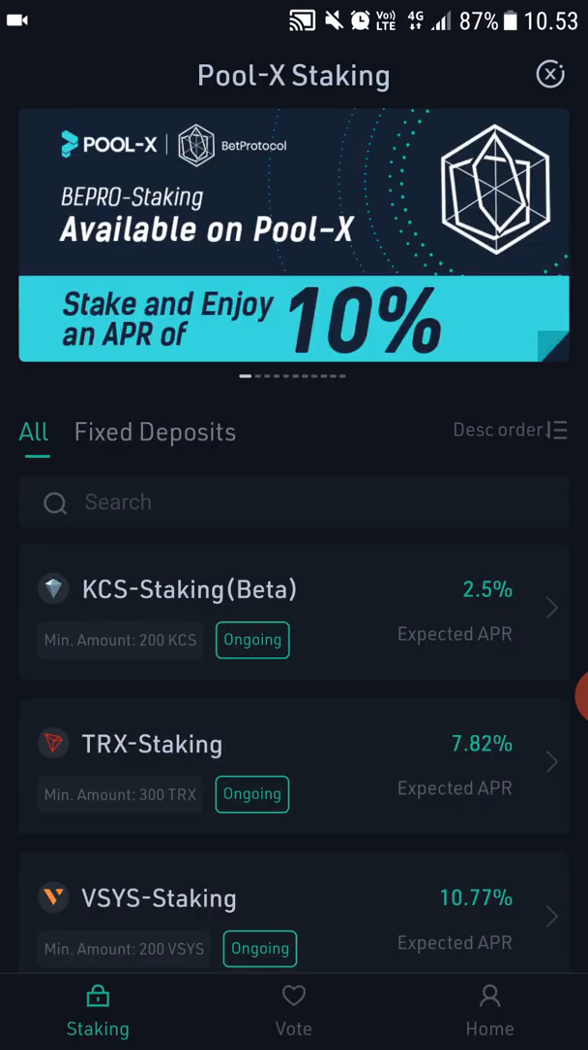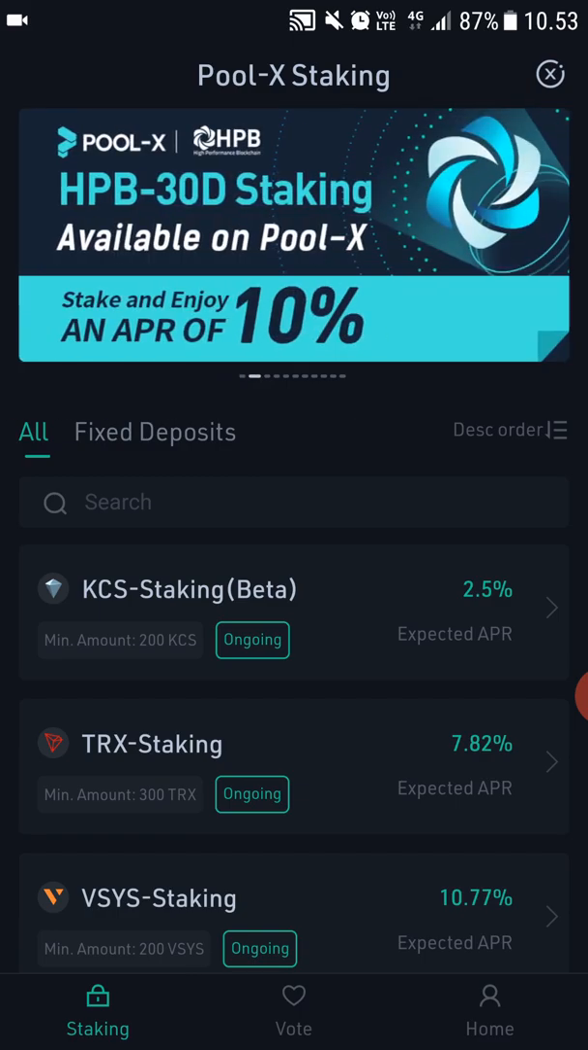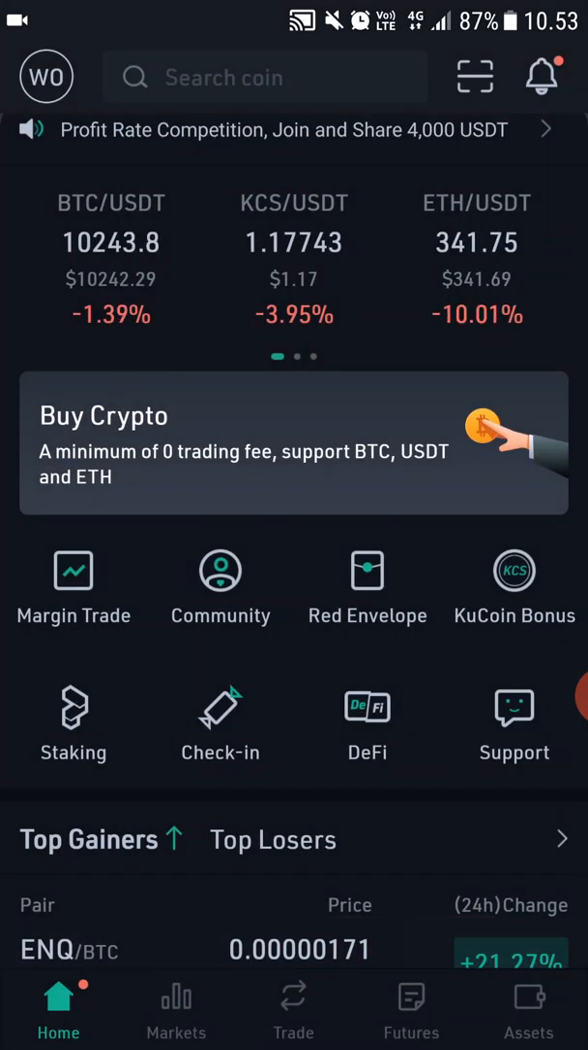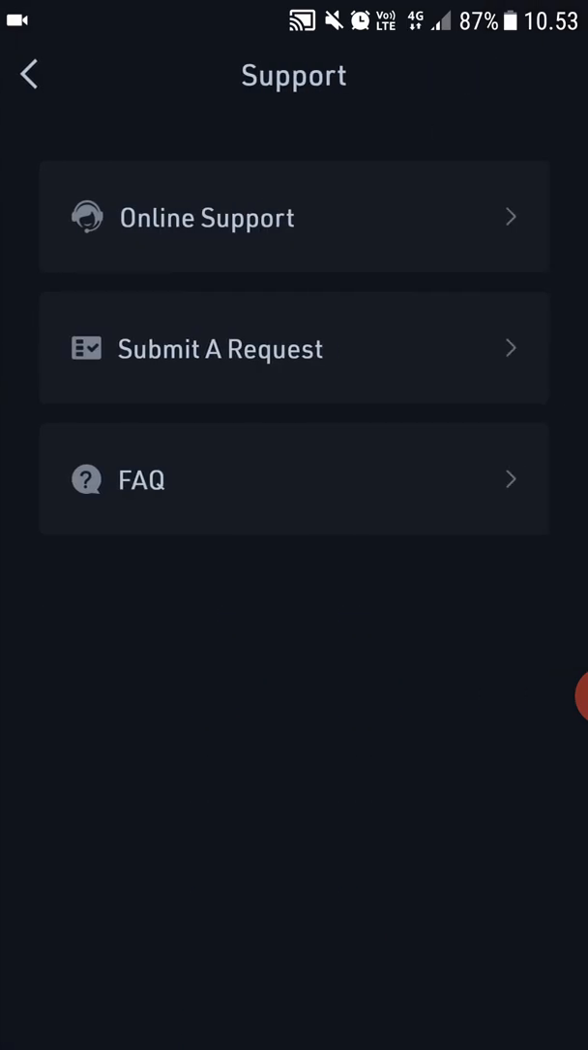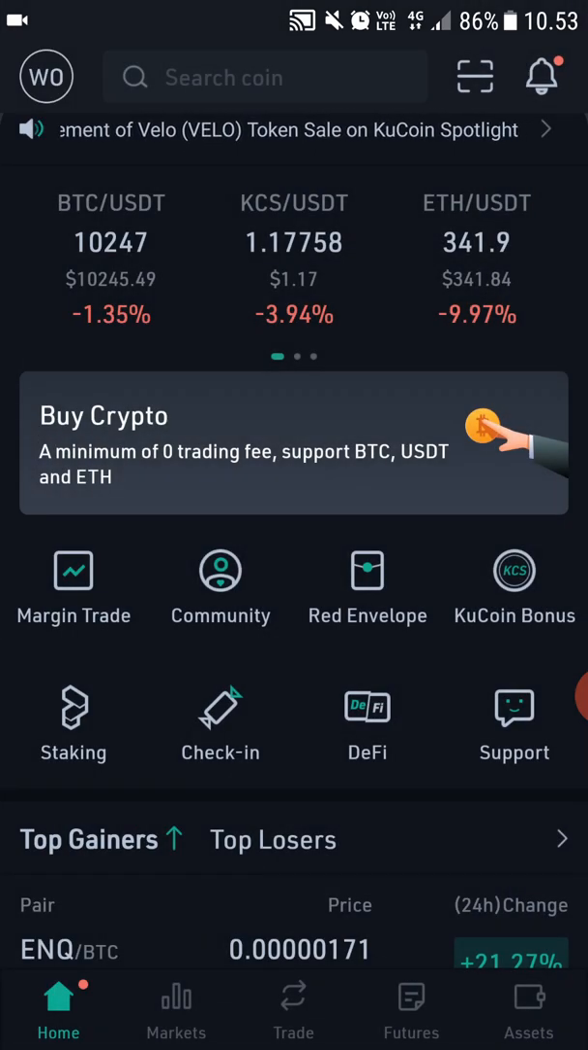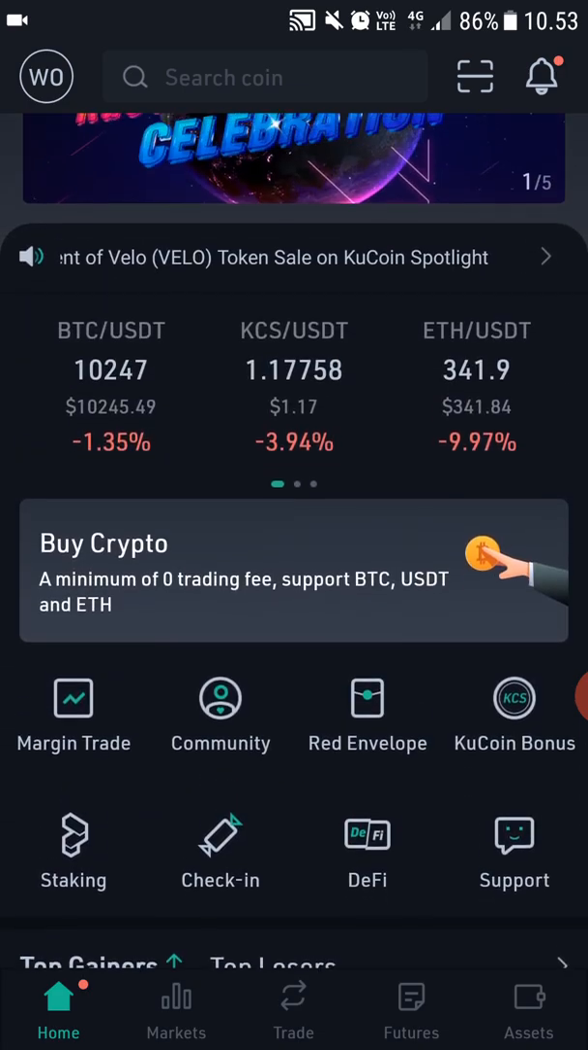If you don't understand, or if you have any problems with the staking, all you have to do is go to KuCoin, go to support, and click the online support. They have 24/7 online chat, which is extremely helpful. They will help you with any problem you have.